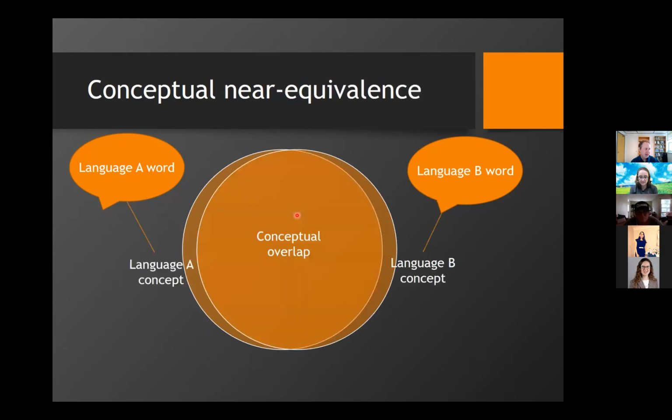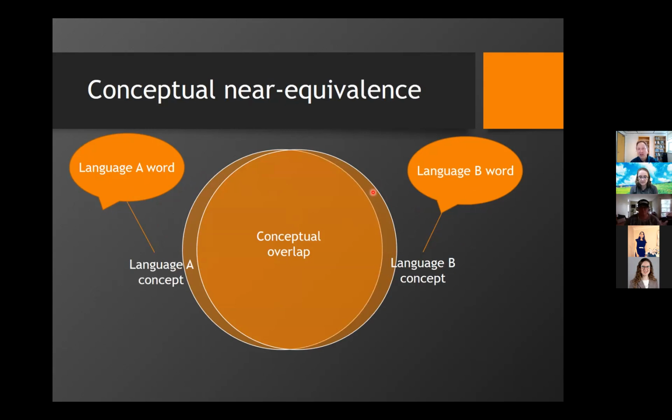So moving from that, we have something called conceptual near equivalence. And here you can see that you have quite a bit of overlap. So mostly the concept linked with the language A word overlaps with the translation equivalent for the language B word. And in these cases, probably your knowledge is not quite the same as a native speaker, but it's close enough that you will never know the difference, and neither will anyone that you're talking to, even native speakers of that language. So it's probably not going to cause you much trouble.